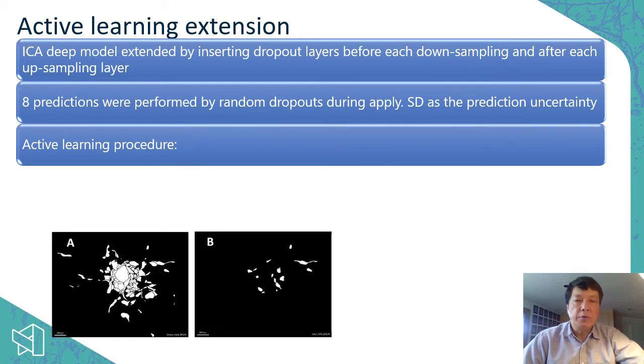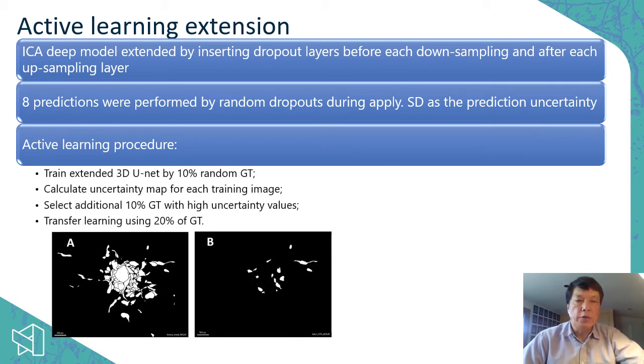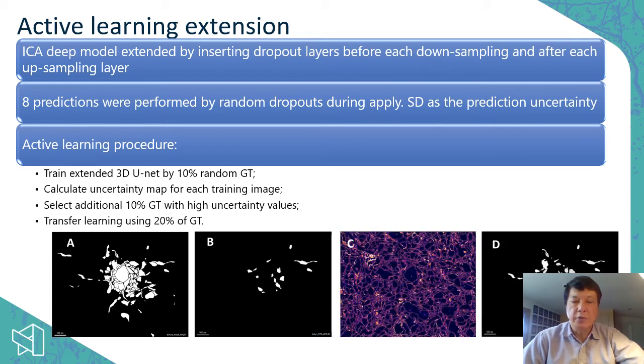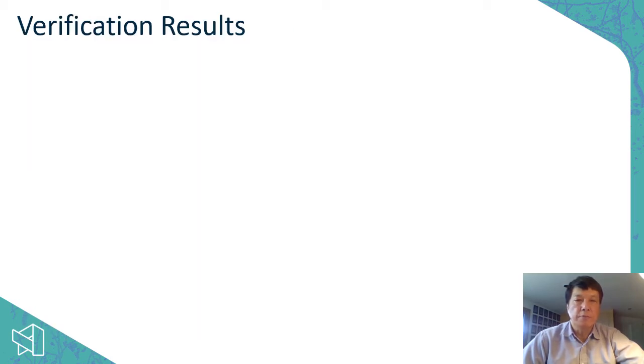The active learning procedure is as follows. First, we train the extended 3D UNet with 10% random ground truth. This is an example of the 10% of the ground truth. Then we calculate an uncertainty map for each training image. This is a pseudo color of the uncertainty map. And then we select the low confidence regions, another 10%, for ground truth labeling. Then we do transfer learning using all 20% of the ground truth.